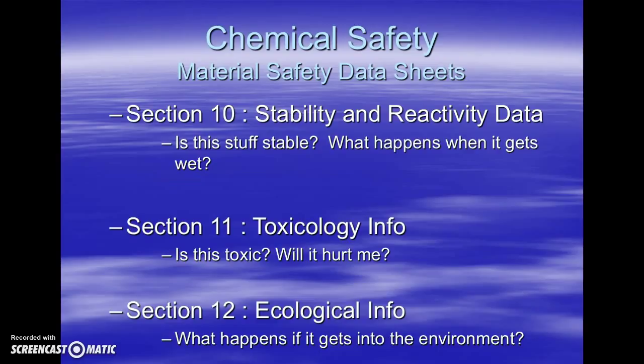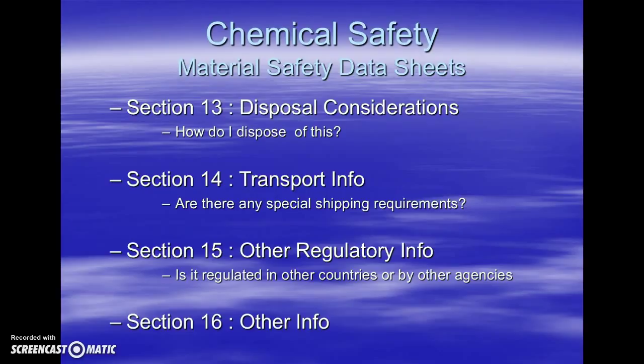Specific toxicity information is handled in Section 11. Section 12 is involved with ecological information. What will happen if it gets into the environment? Section 13 gives me information regarding the disposal of the material. How do I get rid of it if I deem that the material is not good for use anymore?